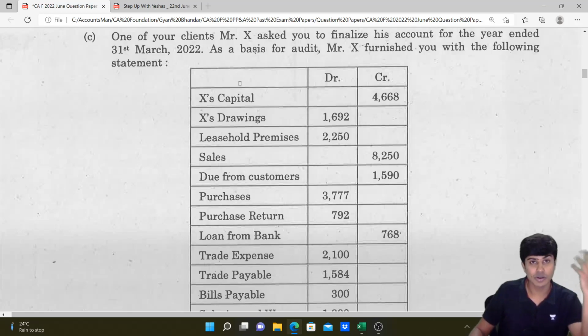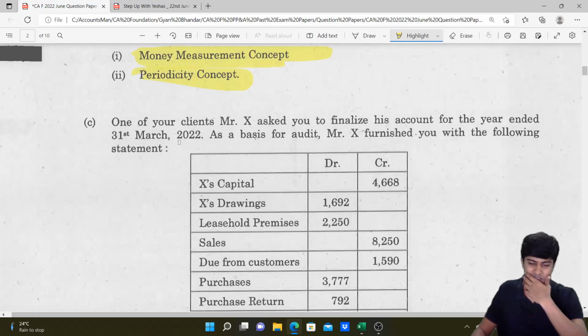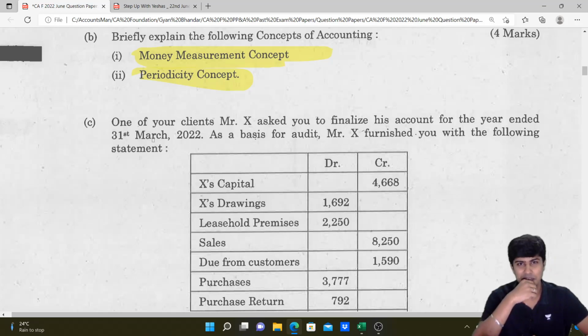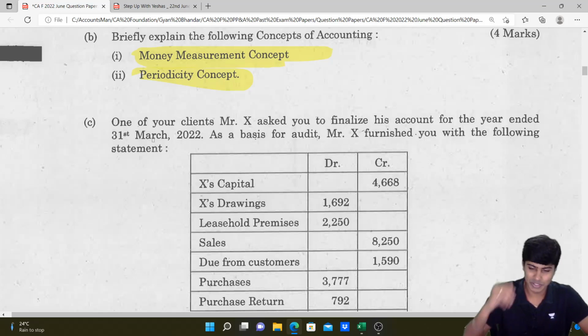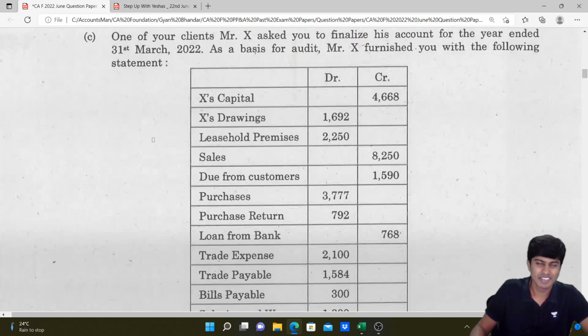One of your clients. You already have a client. You've written the CA Foundation exam and are awaiting results, already clients. One of your clients, Mr. X, asked you to finalize his account for the year ended 31st March 2022. Ask him how much fees first before you start the work. Over here you won't get fees, you only get marks. How many marks? 4 marks. It's okay. Now we'll do it for marks, later we'll do it for money.